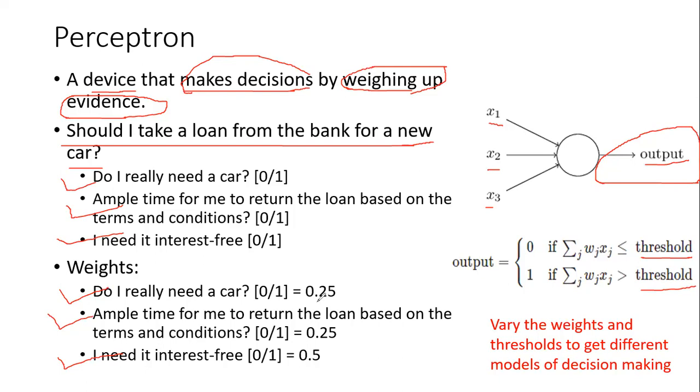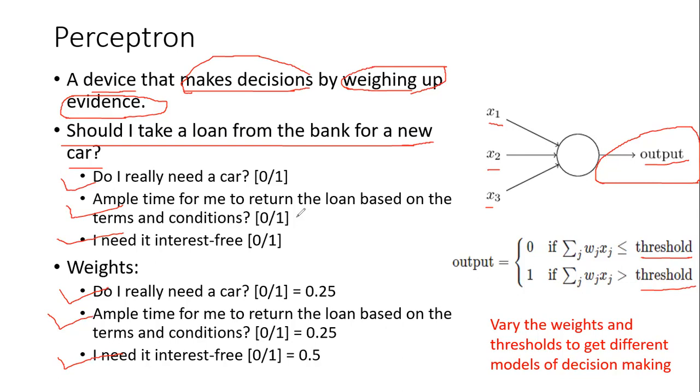Okay. And if someone is saying 001, okay, I don't really need a car. I don't think there's enough time, but I need it interest-free. If I take a loan, I take it interest-free, that is 001. So his total aggregated input is 0.5 based on the weights. So this is not going to fire because he does not really need a car. He thinks there's not enough time. So why should he get the car? So he's below the threshold, so he does not fire.